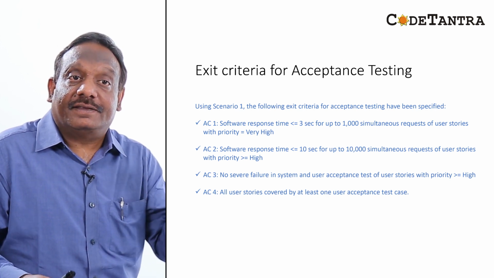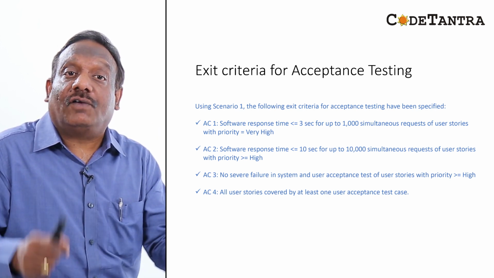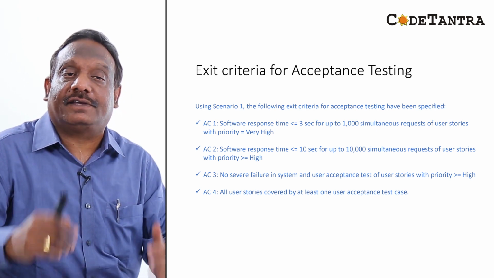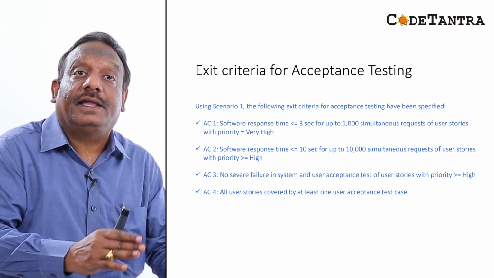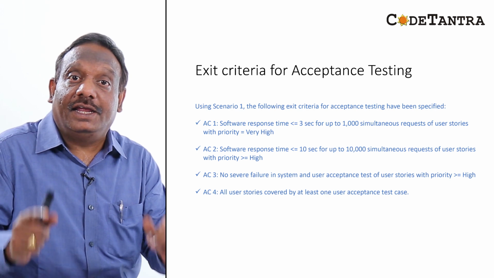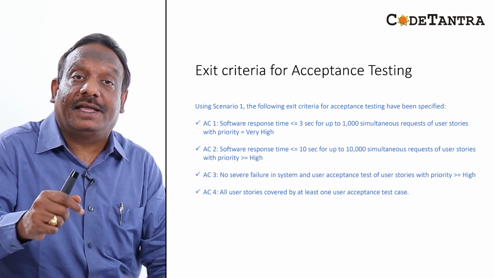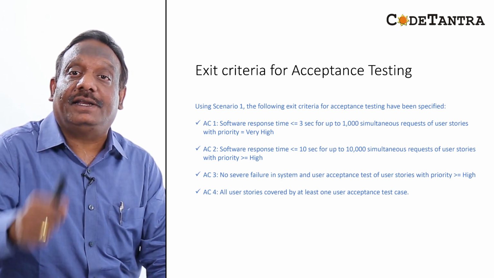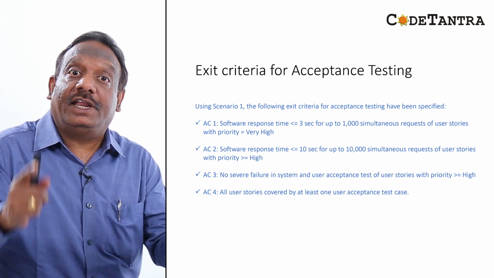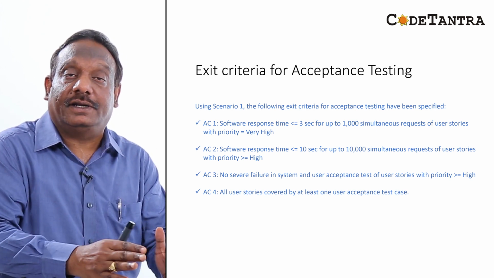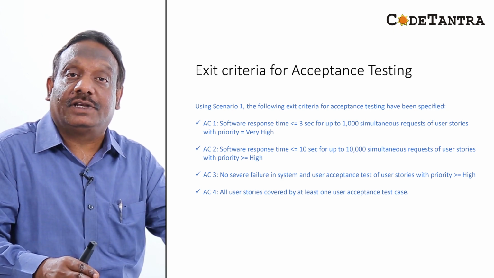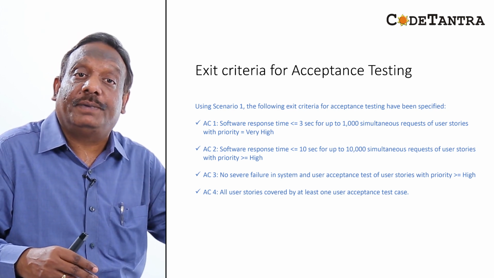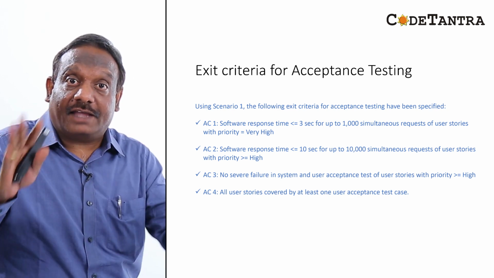The second acceptance criterion is the software response time should be less than or equal to 10 seconds for up to 10,000 simultaneous requests of user stories with priority greater than or equal to high. So any user story which has priority greater than or equal to high should be tested with 10,000 simultaneous requests, and if it is very high, it has to be tested both with 1000 simultaneous requests with less than or equal to 3 seconds, and also with 10,000 simultaneous requests, and the response time should be less than or equal to 10 seconds. That is the acceptance criteria set.